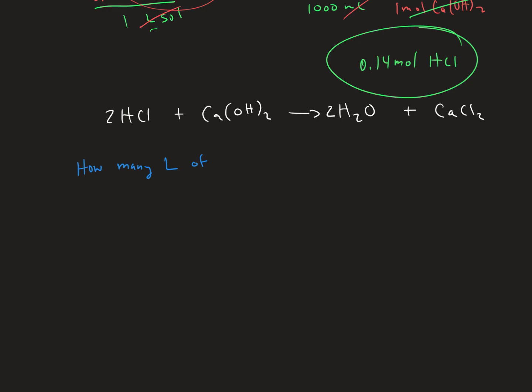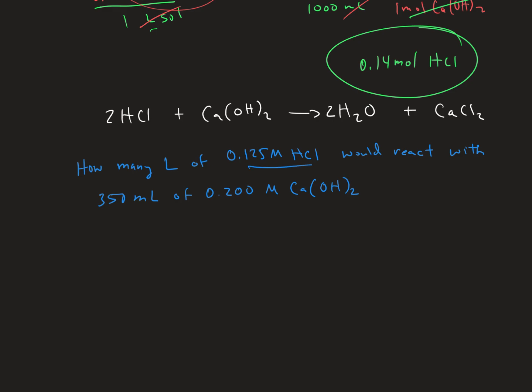of a 0.125 molar concentration of HCl would react with our same 350 milliliters of our 0.200 molar concentration of calcium hydroxide. Yeah, we want to know how many liters of this concentration of acid do we need?